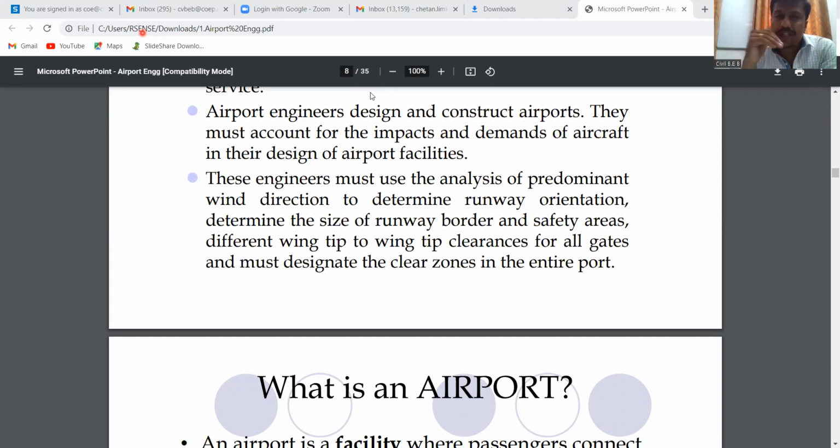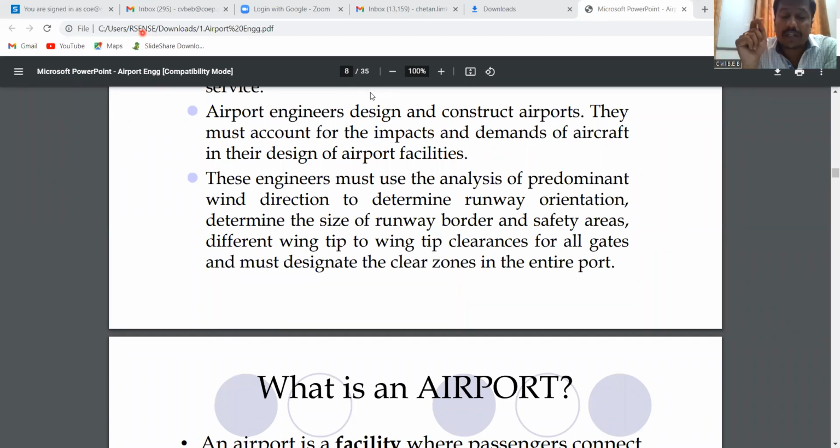Suppose the wind always blows from the opposite direction, and if you construct your runway in that opposite direction, whether it is easy for you to land and take off that aircraft. Or if wind is blowing, of course wind is blowing in the perpendicular direction, in the parallel direction, it is the real case, but we need to consider the wind direction when we are going to design the runway or the taxiway.